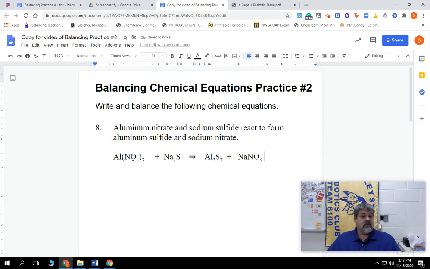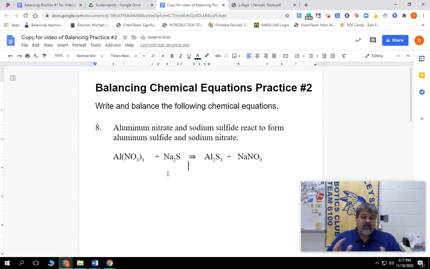So aluminum nitrate plus sodium sulfide yields aluminum sulfide plus sodium nitrate. That is our skeleton equation. So once we have our skeleton equation, now we can go ahead and balance the skeleton equation. So we're going to put what we have in here.